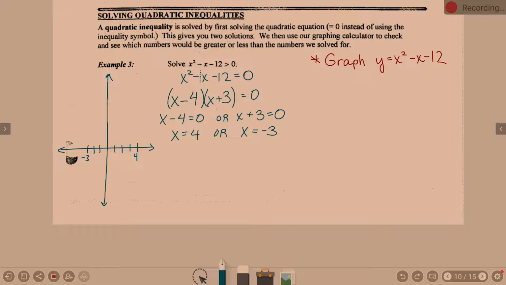So when I found that 4 and that negative 3, I know my graph crosses through the x-intercept there. What shape is this graph? It's a parabola, yes. And is it a right side up parabola or upside down parabola? Right side up.